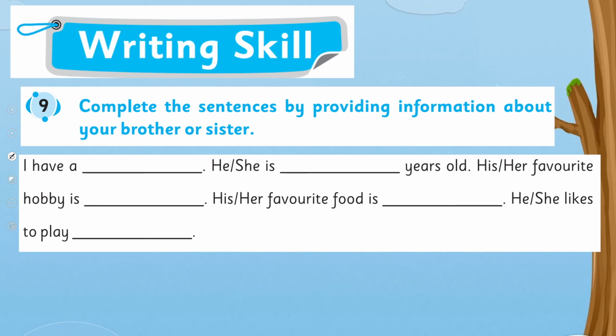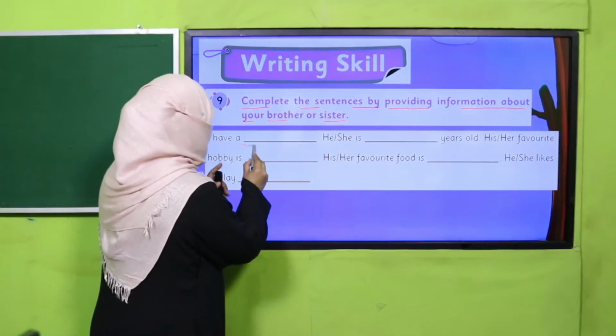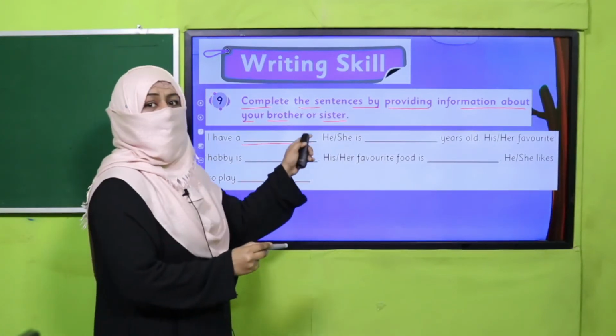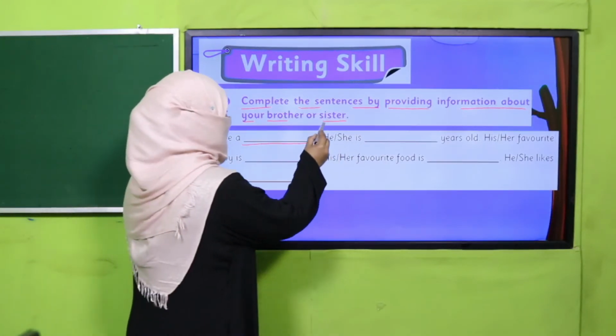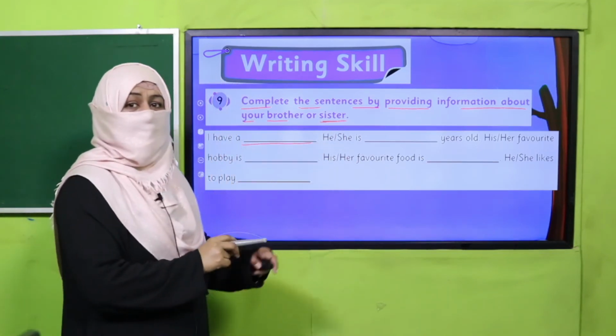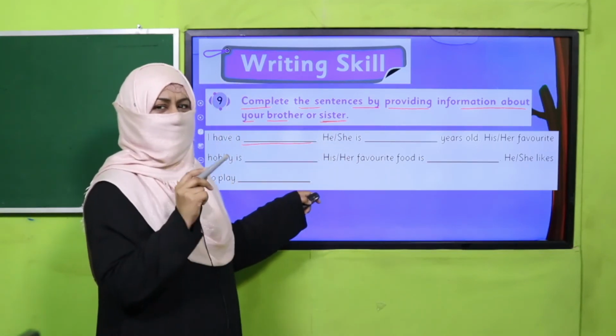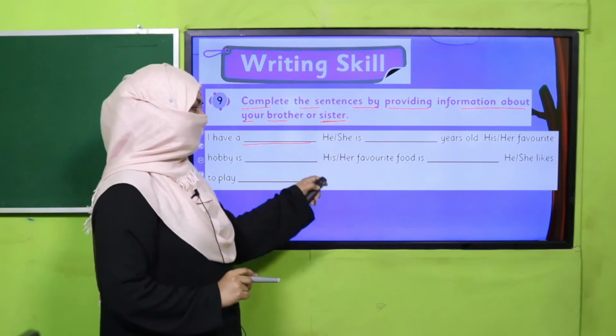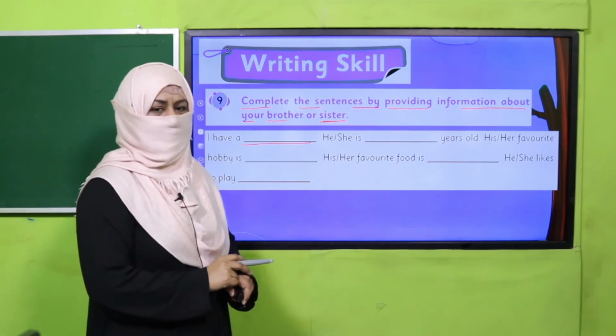So it's a simple practice from your book. After understanding all the pronouns, you have to open your book, and what you will do, complete the sentences by providing information about your brother or sister. If you write about your brother, you will have to take the male pronouns, and if you are writing about your sister, you will take pronouns for females. Now it's a test. So pause the video, complete this exercise in your book.